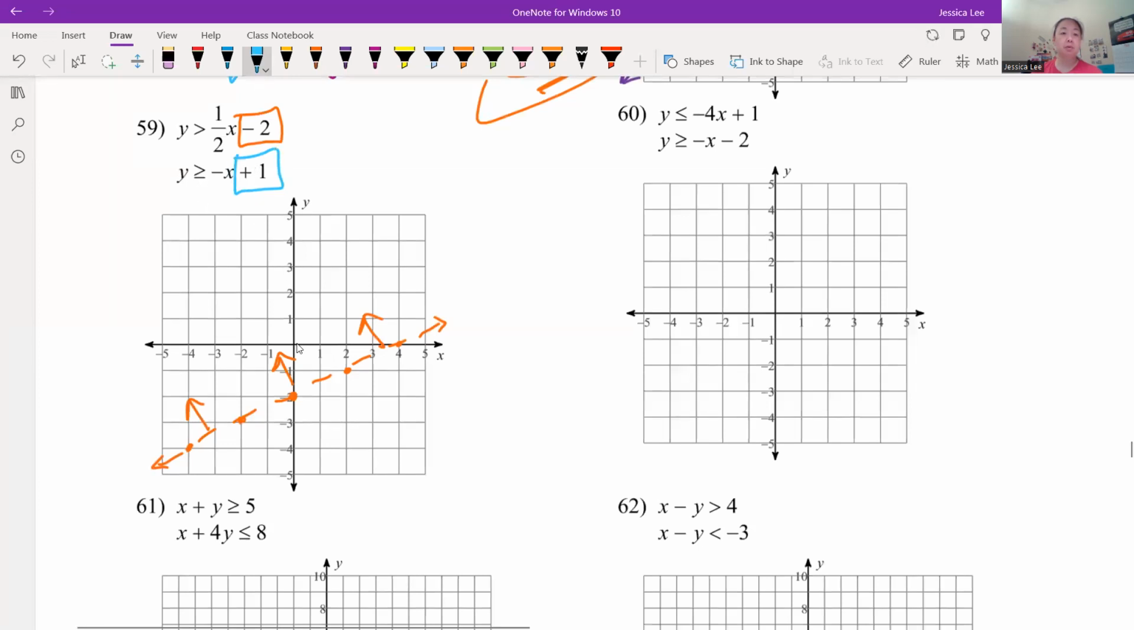So here, this is our +1. Right here at 1, our slope is -1. So we're going to be going up and to the left because it is negative. We're going down, we're descending, decreasing. Okay, and it is going to be a solid line because there's an equal to sign.